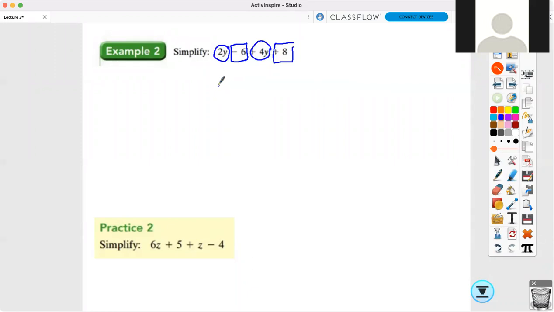I heard 6y. Does anyone agree or disagree with 6y? Because what operation are we really doing with the 2 and the 4? They're being added. Adding. And 2 plus 4 is 6. So everyone with me that it's 6y? Yes.